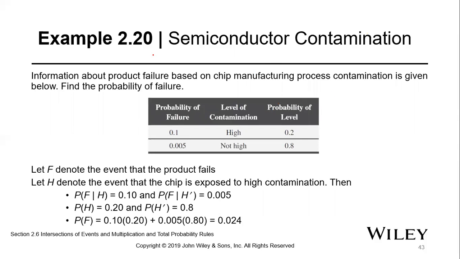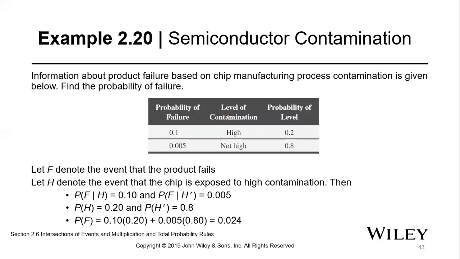Another example, because they love semiconductors: chip manufacturing process and contamination. If we have a 10% probability of failure given high contamination, and the probability of being at that level is 20%. And if we have not high contamination, so anything outside of high, the probability of failure is 0.5%, and the probability of being at that state is 80%. F is failure, and H is high contamination. Then the probability of F given H is 10% right here, and the probability of F given H complement, not high, is 0.005.